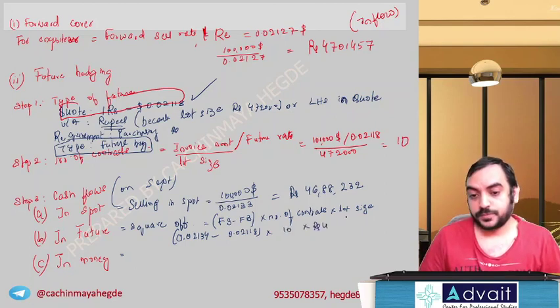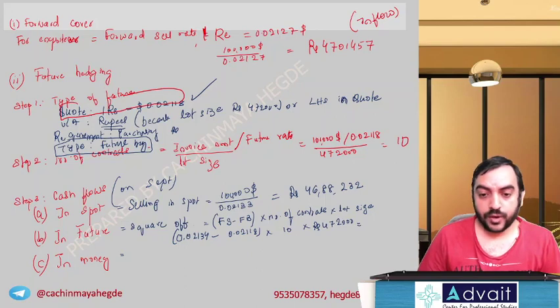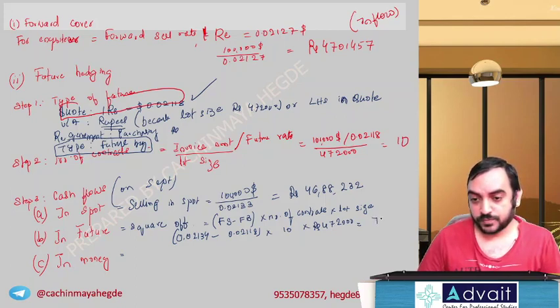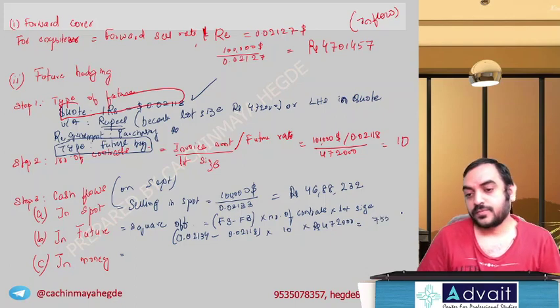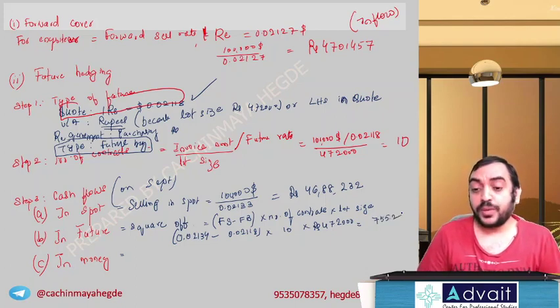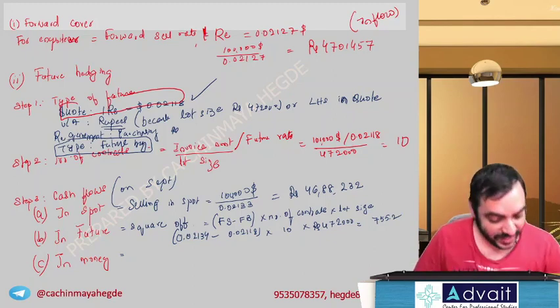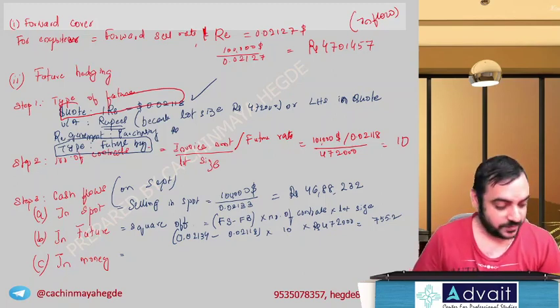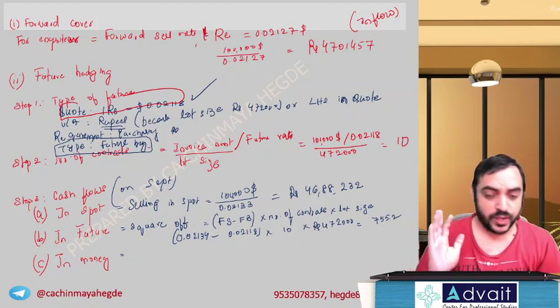4,72,000. How much do I get? 0.02134 minus 0.02118, into 10, into 4,72,000, gives 755.2. Is this rupees or dollars? Simple one only.